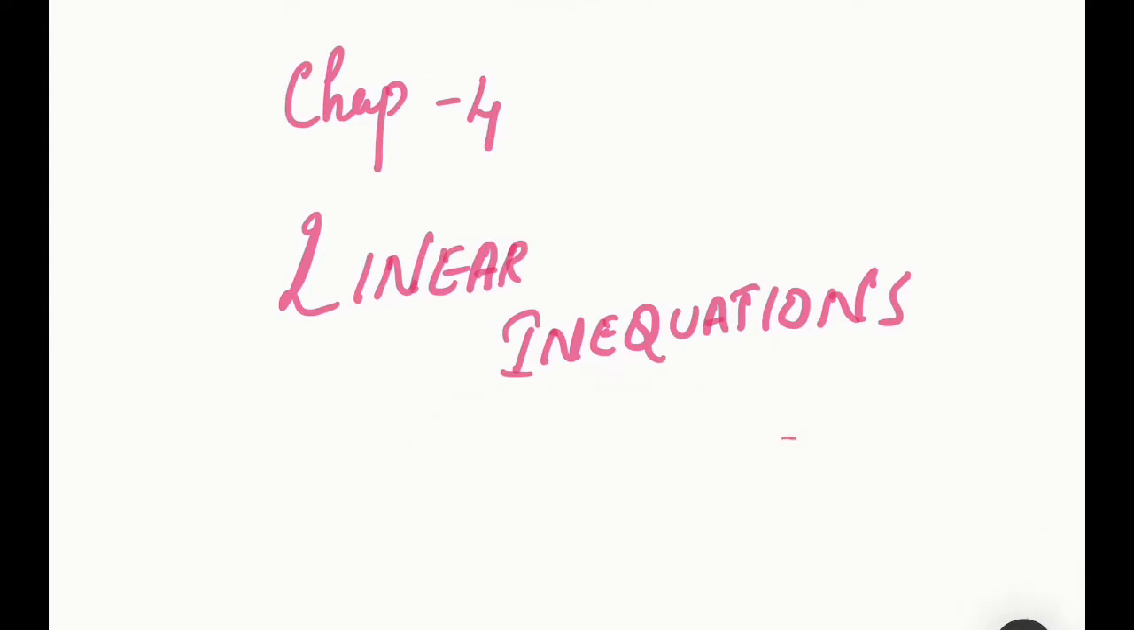Linear inequations. If x and y are two quantities, then both these quantities will satisfy any of the following conditions: x greater than y, x less than y, x greater than or equal to y, or x less than or equal to y. It should satisfy any of these. So, each of these four conditions given below is an inequation.